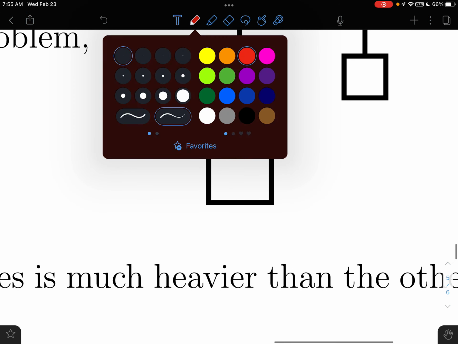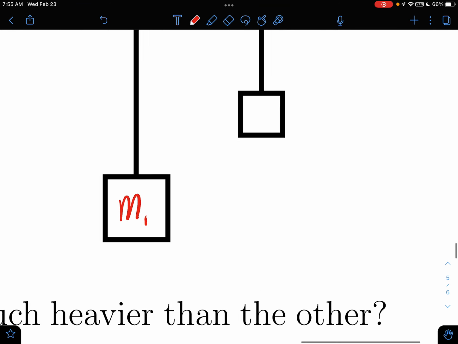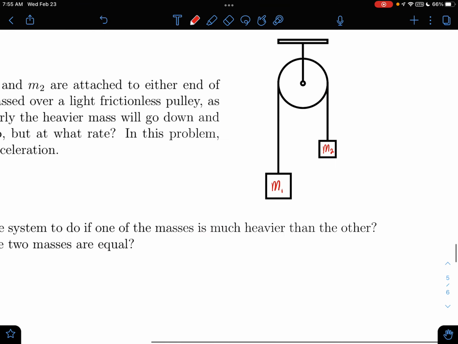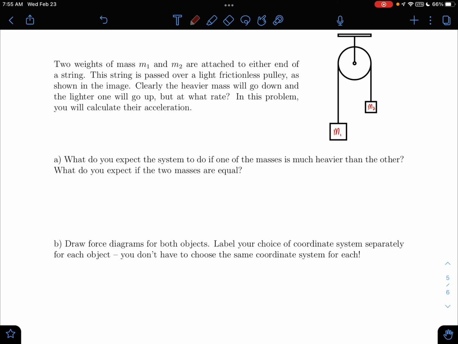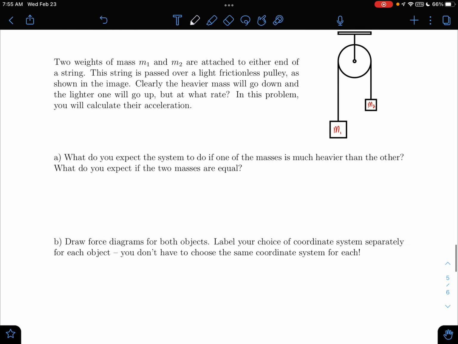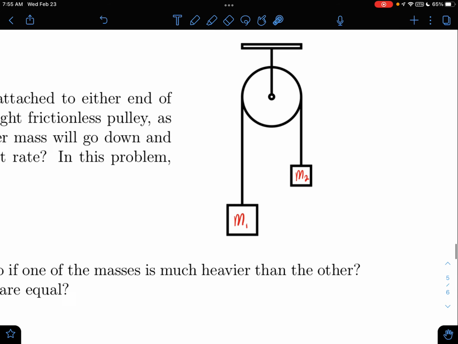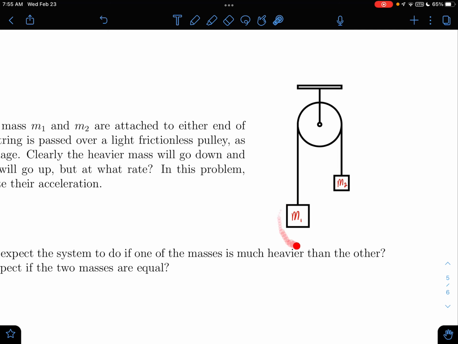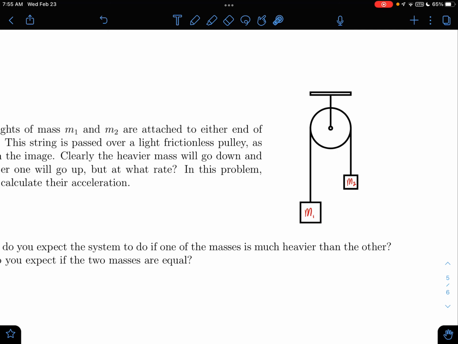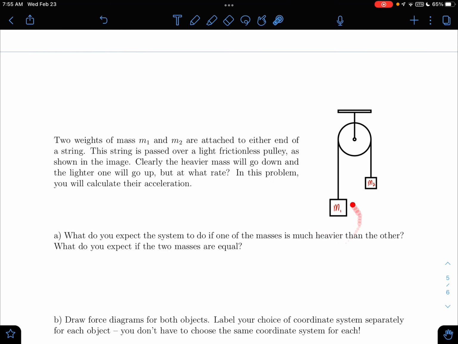And just for the fun of it, I'm going to label this one as M1 and this one as M2. Doesn't really matter which one's which. We'll be figuring that out after. So what do we expect the system to do if one is much heavier than the other? And what do we expect it to do if masses are equal? Well, this one looks bigger, so I'm going to say this one's a lot bigger for right now. So if this one's a lot heavier than this one, it's going to fall this way.